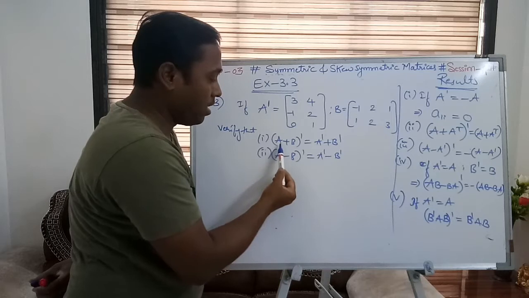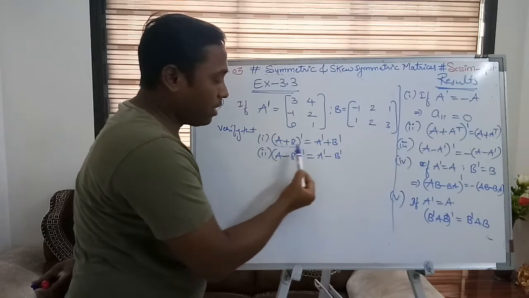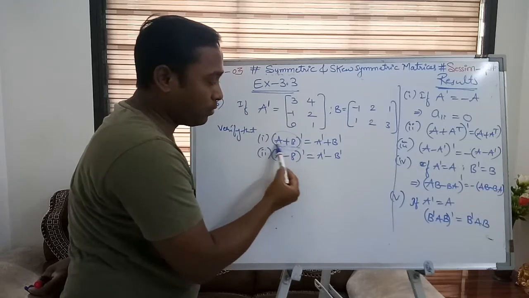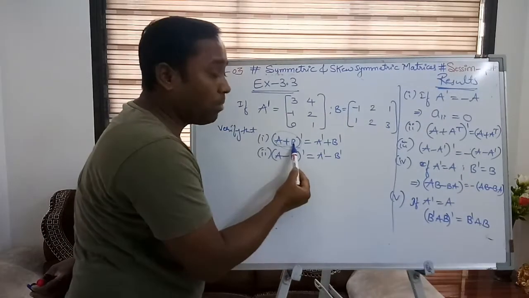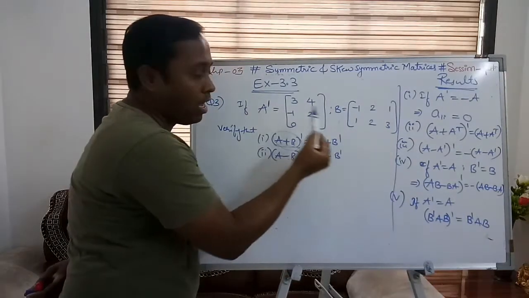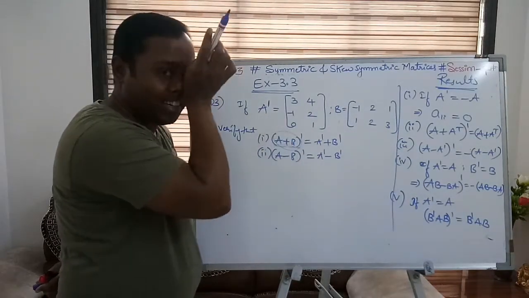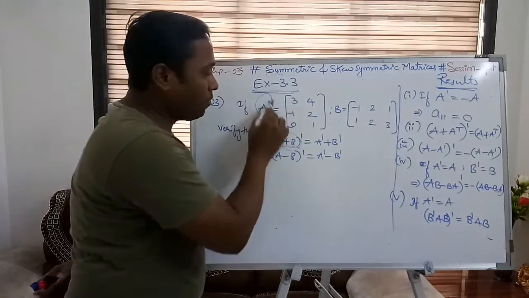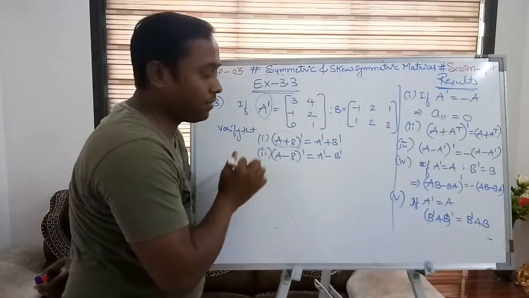So simply try to understand, how can I solve this left hand portion? First I will solve the bracket. What does the bracket say here? A plus B means addition of two matrices. I require A, I require B. B is already there. I require A. How can I get A? Simply by transposing this. Transpose of transpose is again the matrix itself.